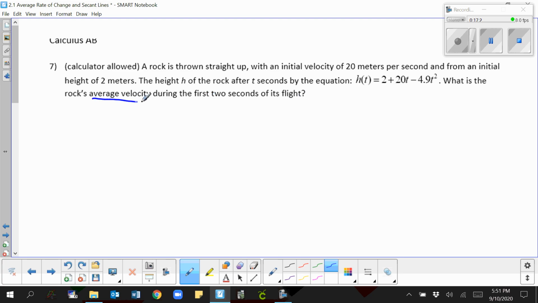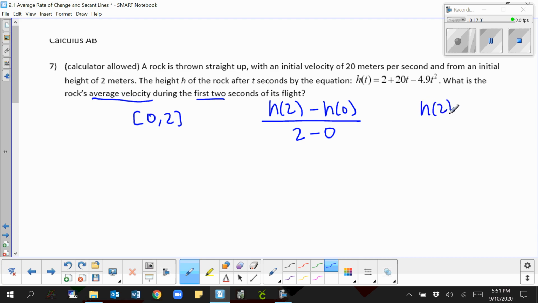So average velocity means we're using that average rate of change formula. And the first 2 seconds means that we're looking at from 0 to 2. So I'm going to do h of 2 minus h of 0 over 2 minus 0. So h of 2, when you go through and plug it into your calculator, I'm going to give you guys a second to do that right now.